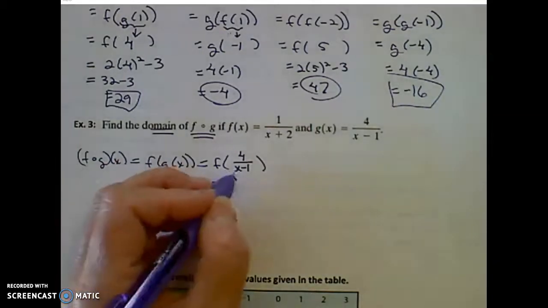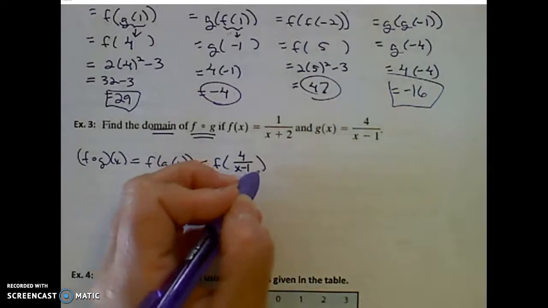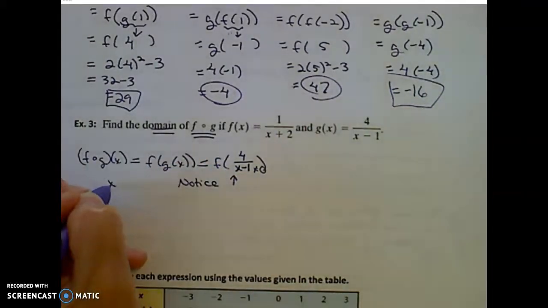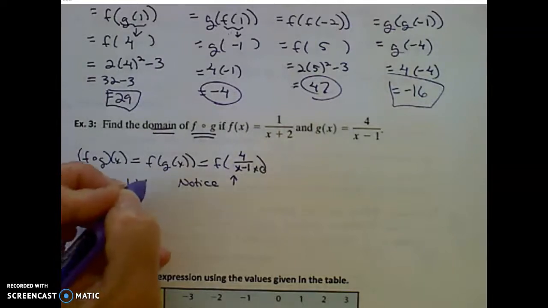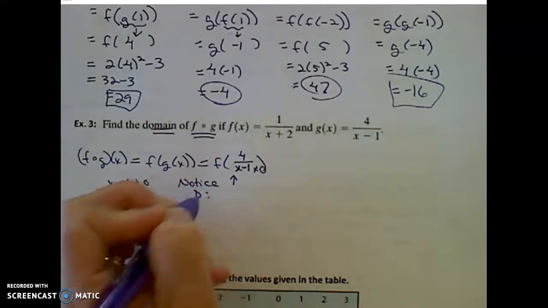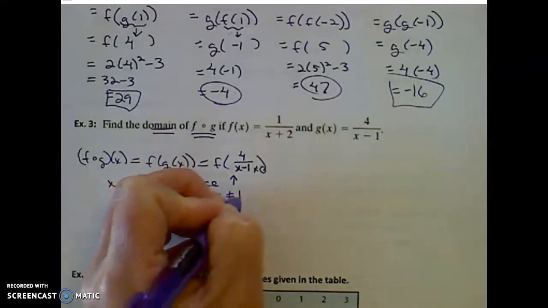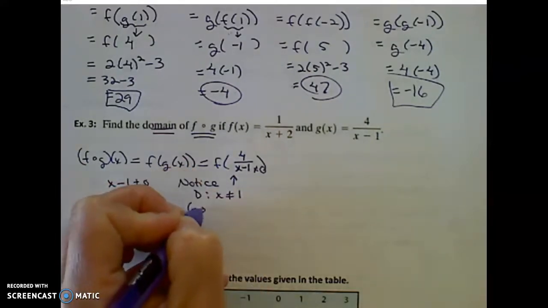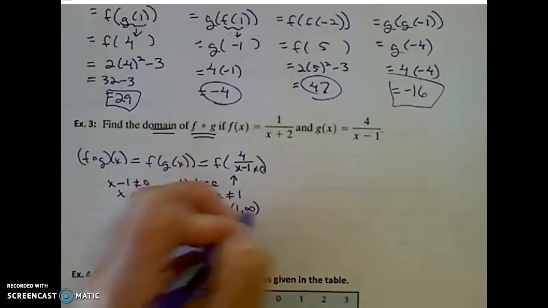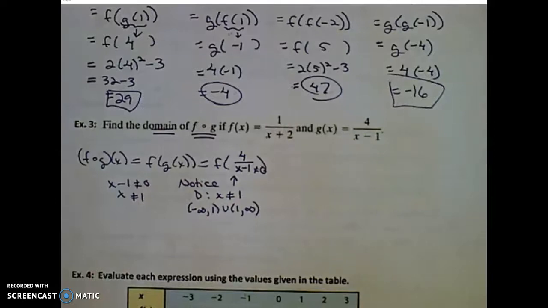Alrighty, so notice for that inner function, I can't have a 0 in the denominator, otherwise my fraction is undefined. So x minus 1 cannot equal 0. That means x cannot equal 1. So notice the domain here is x cannot equal 1, or sometimes you guys wrote that as negative infinity up to 1, united with 1 to infinity. Okay, so that's for the inner function.